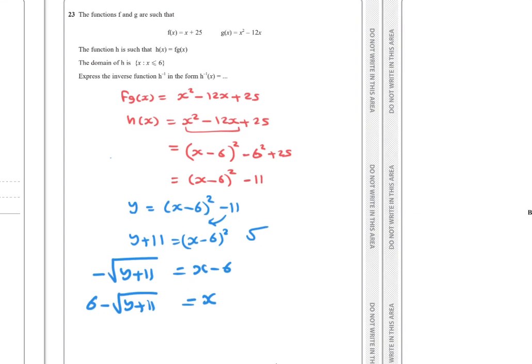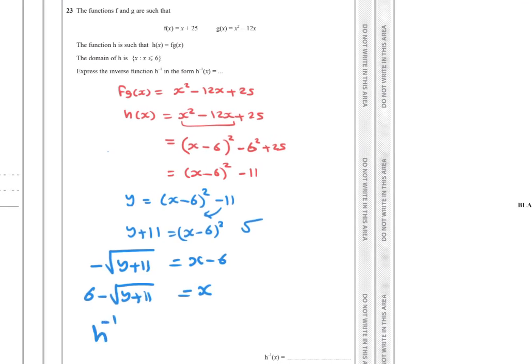The last step, h negative 1 of x. Substitute y by x. So h negative 1 of x equals 6 minus square root of x plus 11.